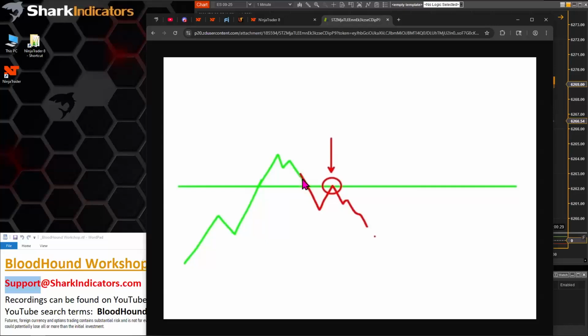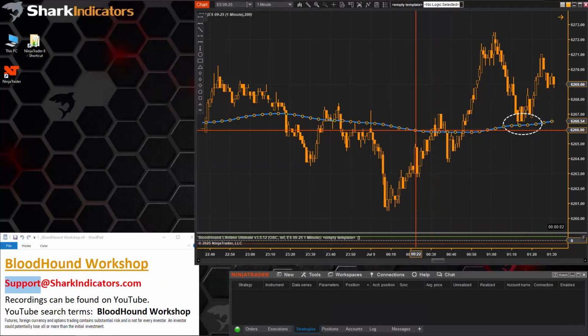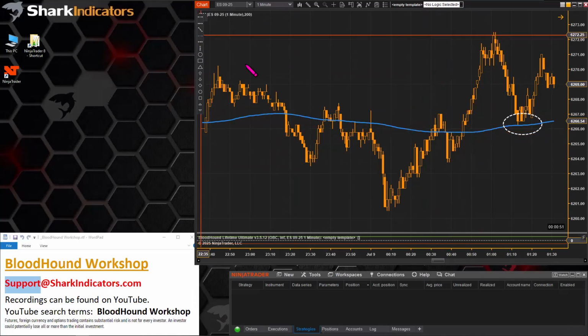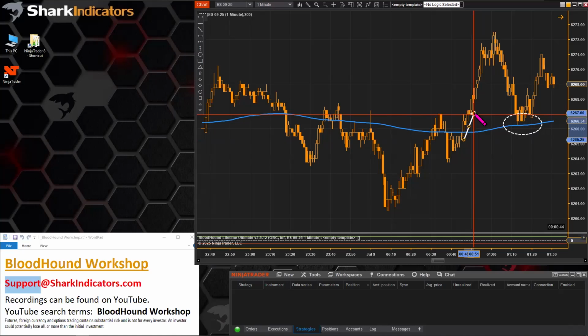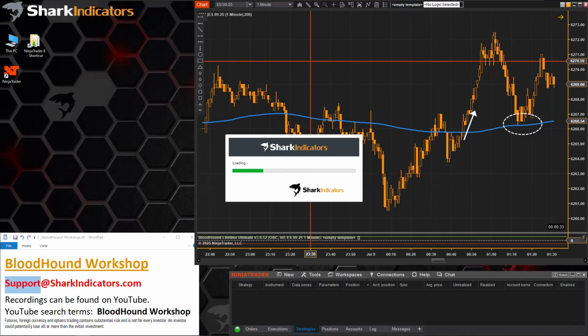So we have a crossover of this SR level, some kind of move away, and then you have a pullback, and then a bounce off of that level. That's what we'll cover for our first question today. I have a 200 period moving average here that I'm going to use as my support level. We have a great little example here: price crossed up, and then we get a nice little pullback and a bounce off of that. So let's get BloodHound open, and we'll start going to work.